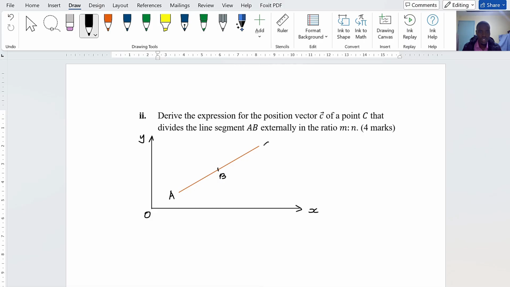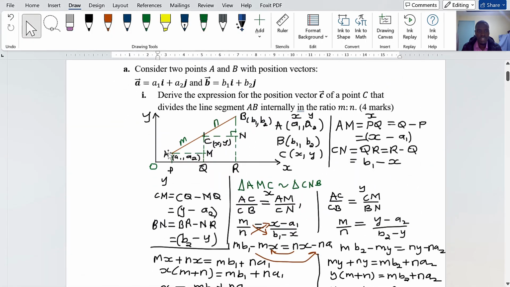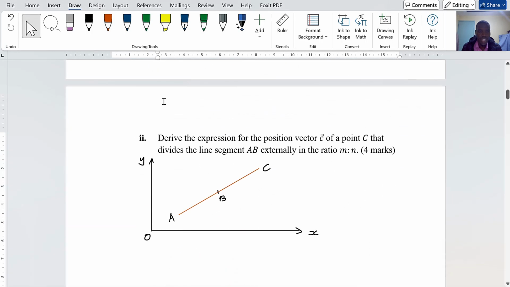But now C is dividing the line externally. So C is outside AB. Remember, AB is inside. So this is AB, but C is dividing AB externally. So you see, in this case, C is outside AB, while in the internal division, C is inside AB. So if that is the case, then there's something you should know. So from here to here will be our M, and then from here to here will be our N.